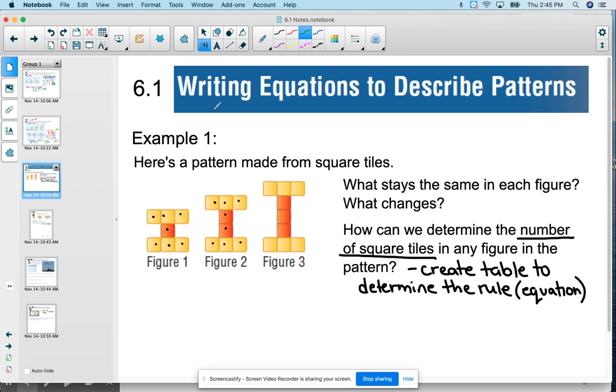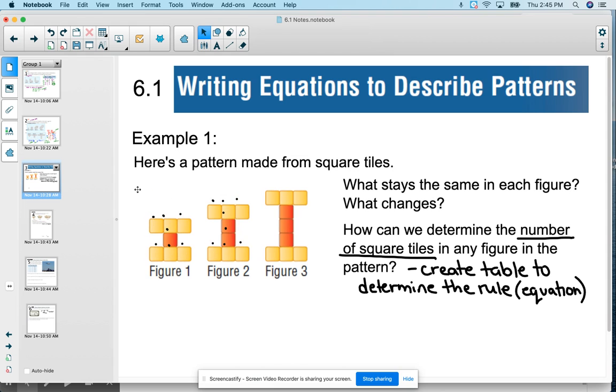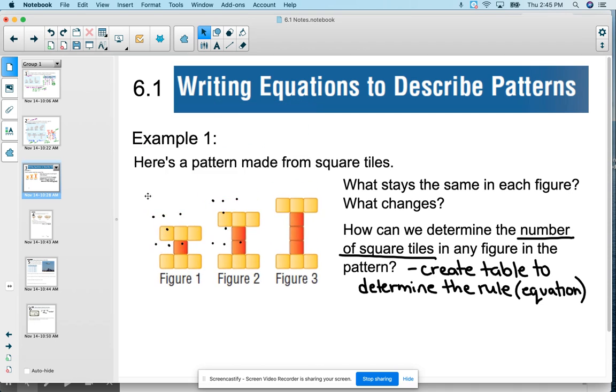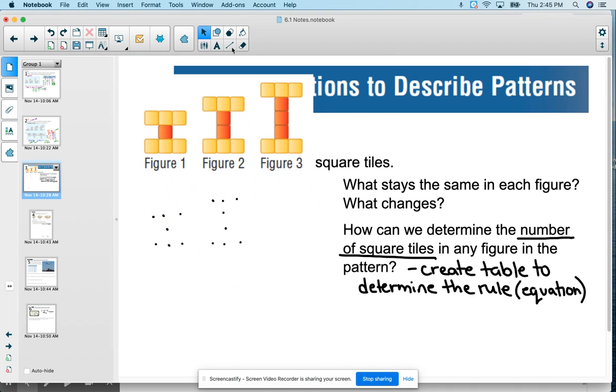So, writing equations to describe patterns. What are you going to basically be able to do? Count, make a table, figure the rule out. It does help to recognize what stays the same in the figure and what changes, but the same principle, what we were just doing, applies. I'm just going to move this up here so I have some room.